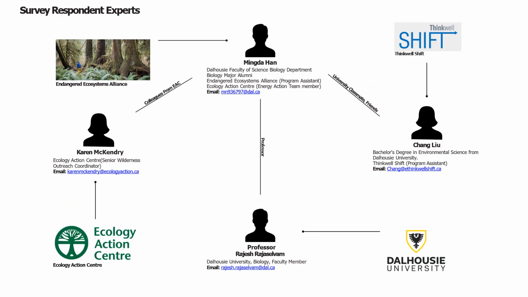Besides consulting with organizations, I also sought help from individual experts to gain deeper professional insights. Through an introduction by Han, a former member of the EA, I contacted several key experts. Starting with Chang from Think Well Shift Green School Nova Scotia project, Chang shared strategies for promoting environmental awareness in education. Then I spoke with Karen from the Ecological Action Center, gaining insights into Nova Scotia biodiversity loss. Lastly, I consulted Rajesh from the Dalhousie University Biology Department, who provided academic knowledge on biodiversity science. These experts add deep and diverse perspectives to my project.